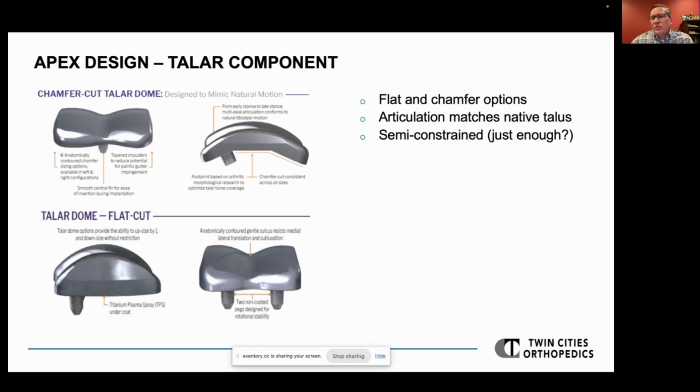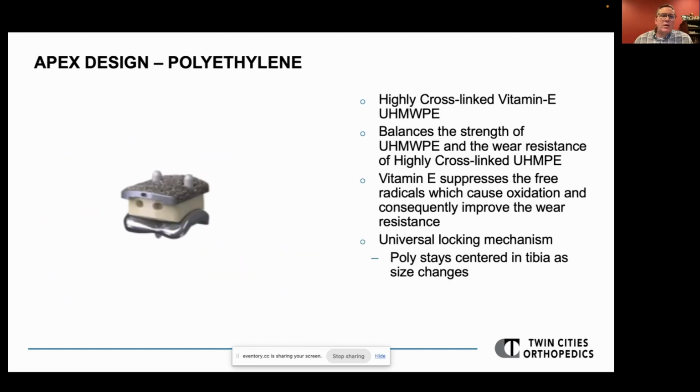And it's a semi-constrained talar component as well. We heard early on that obviously the ankle joint is not a hinge. We don't want too much constraint. If we have it too loose, if there's not enough constraint, then we have problems with early failure as well. So a semi-constrained prosthesis, hopefully just enough constraint to allow for some freedom of rotation as the ankle goes through range of motion, but not so loose that we have problems with early failure.